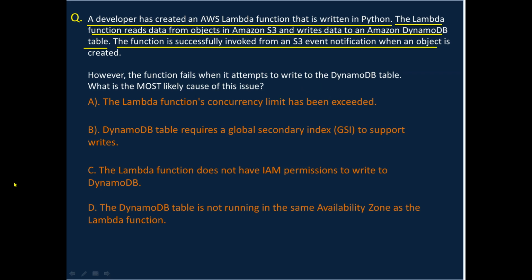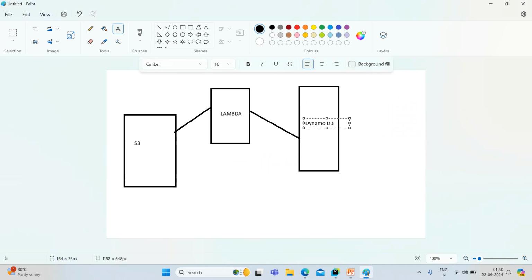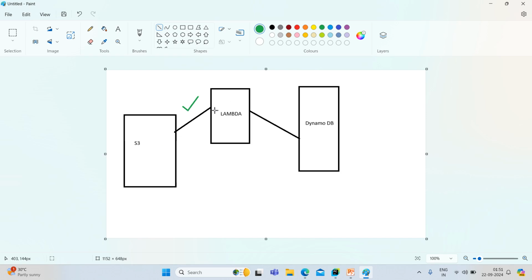The function is successfully invoked from S3 notification when the object is created. So basically, as and when objects get put into the S3 bucket, it sends an invocation to Lambda, and that is all green, which is like saying that this is working all fine. So this part is all good.